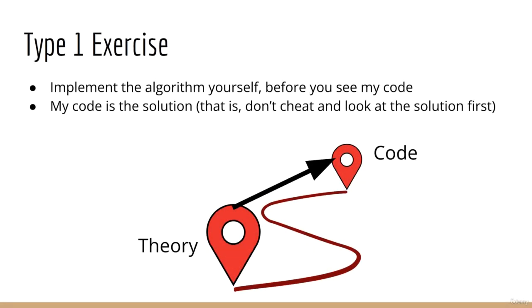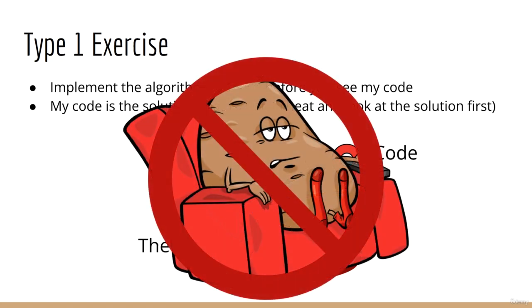So what is your exercise? Well, for case number one, your exercise is to implement that algorithm yourself before you ever see my code. My code is actually the solution to that exercise. So don't take what I call the couch potato approach, where you just sit there watching each lecture one by one without doing any coding. That is not the intent of this course. And if you're looking at the solution to the exercise before you do the exercise, this is basically cheating and copying your homework. Now, obviously, what you do is up to you, but I hope that you'll do the exercises as intended.